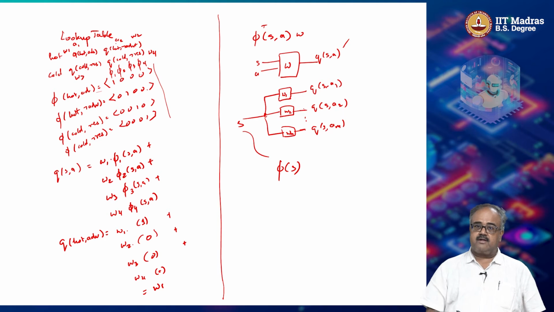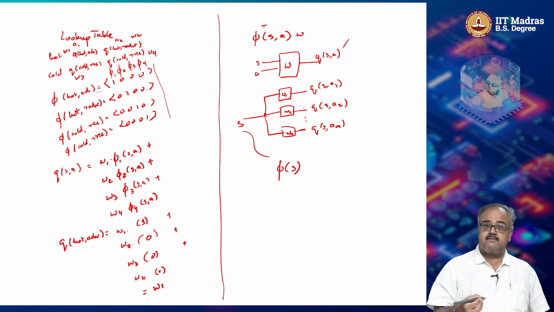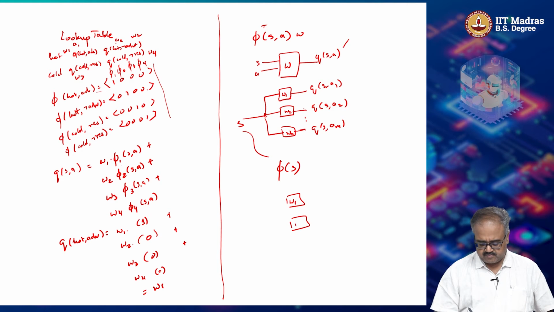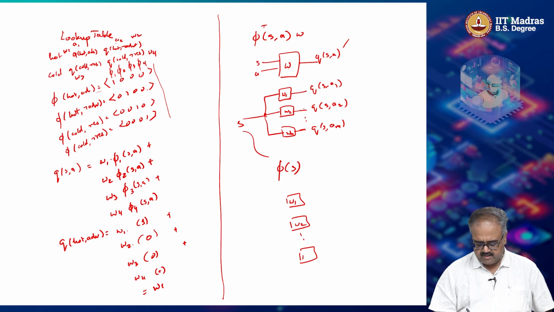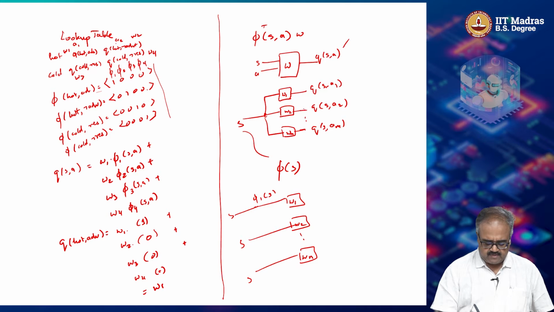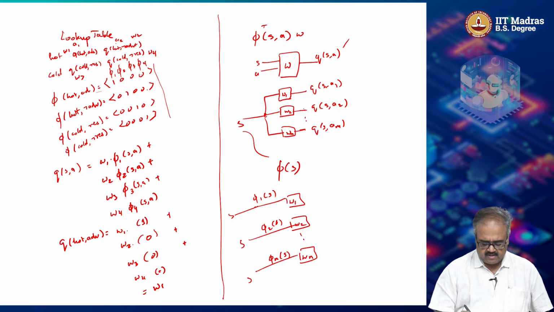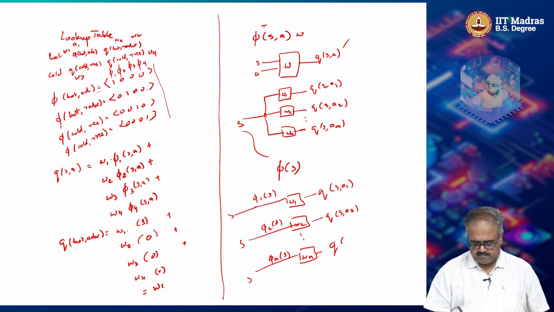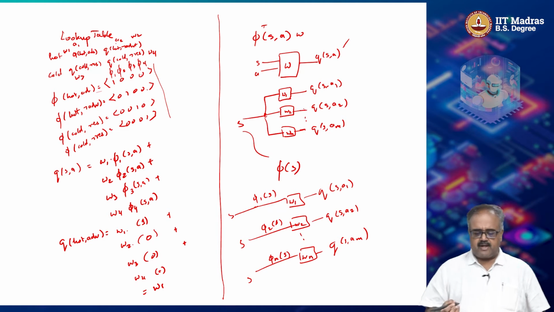Of course, there are other ways to do this, and a third way, like we were just saying, is to say that I am going to have W1, W2 all the way to Wn, and I am going to have S independently feeding in. So this will be phi 1 of S, this will be phi 2 of S, phi k, phi m of S, and the output will be Q. So there are multiple ways in which you can do this.